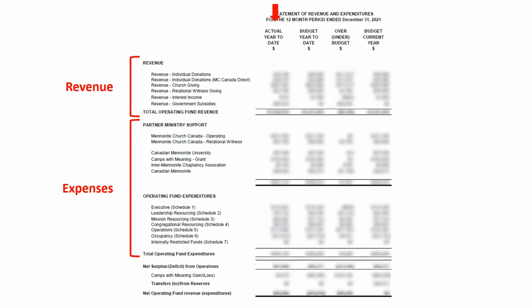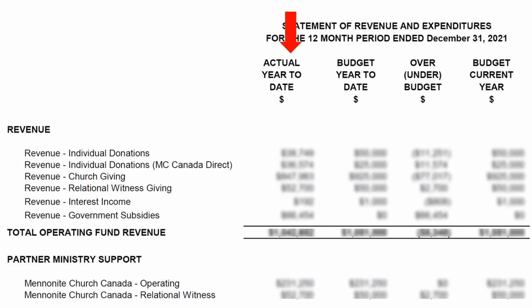You'll see a few columns in each of these areas. In our regular financial statements, we have 4 columns. The first is actual year to date. This lists how much has been received or spent in that particular area during the current fiscal year up to the present. Your church's fiscal year is the 12-month period your church has decided to use for its regular budgeting and reporting. It doesn't necessarily run from January through December like a calendar year, but most churches do.